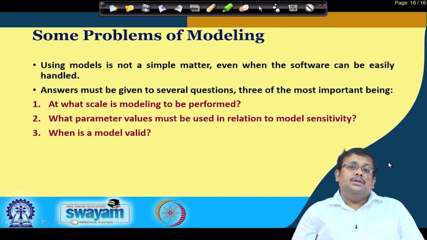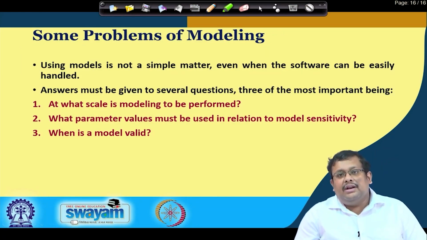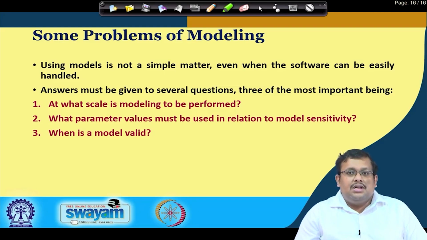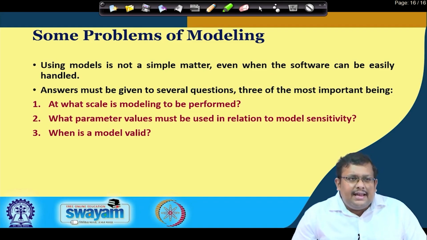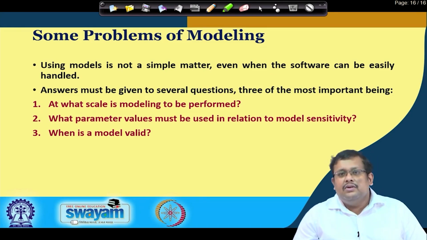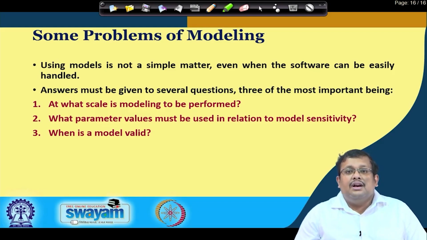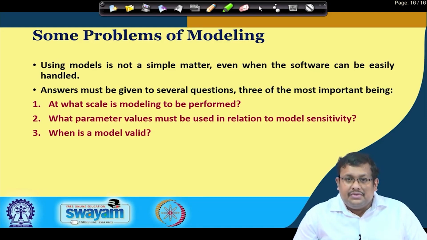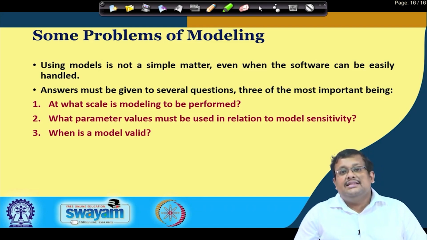So, what are some problems of modeling? Now, remember, modeling is basically a simplified representation of complex phenomena, and every model has its own limitation. No model is perfect, but some of them are useful. There is a saying that no model is perfect, but some of them are useful. So, each of the models has its own limitations. So, these limitations come from different sources.